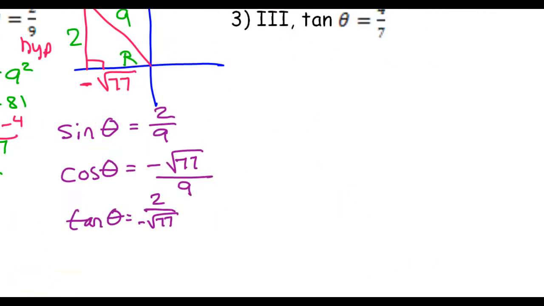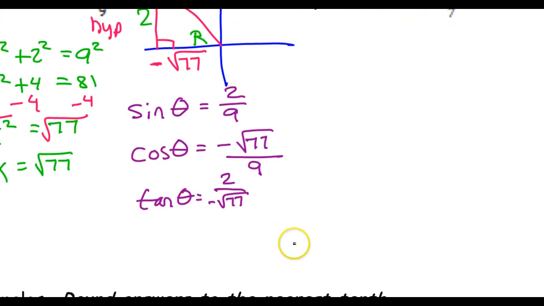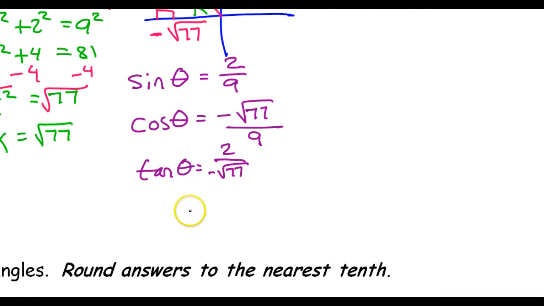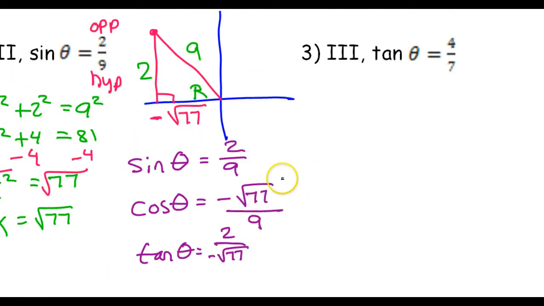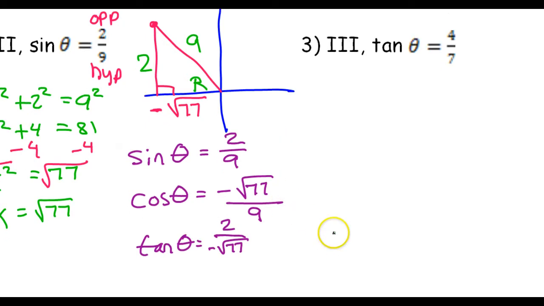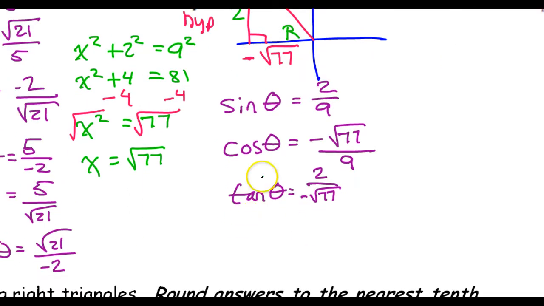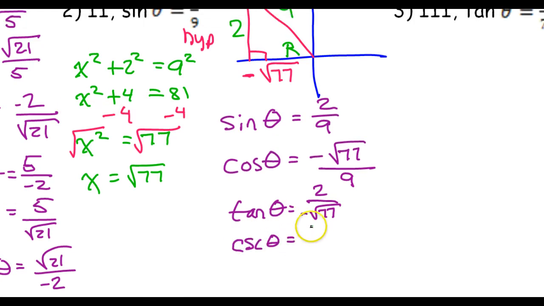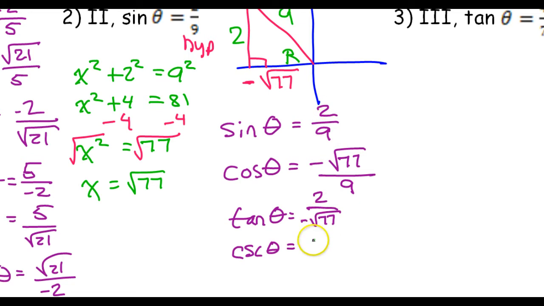Okay, running out of space over here. Should I squeeze it in below or squeeze it into the right? I'll squeeze it in below. All right, so the reciprocal of sine is cosecant. So the cosecant is going to be the reciprocal of this, so that'll be 9 over 2.